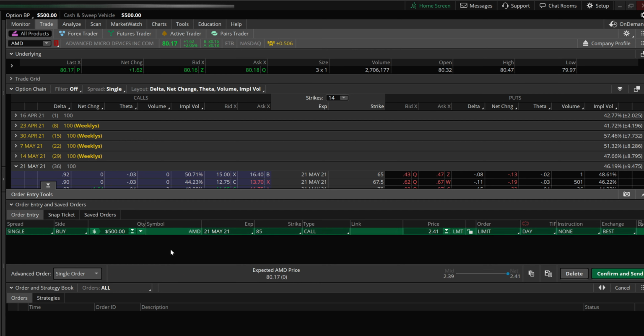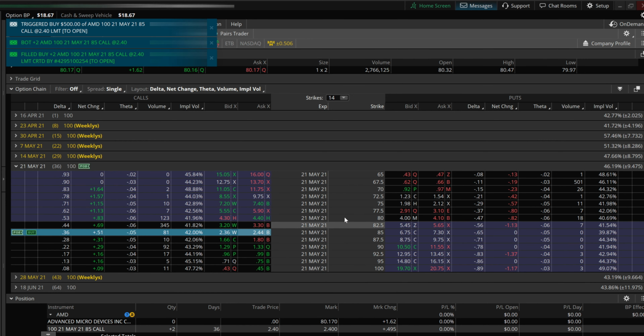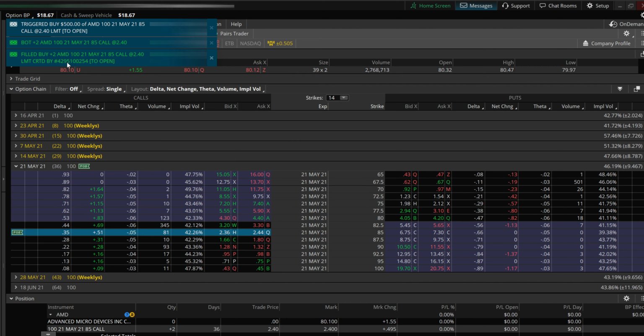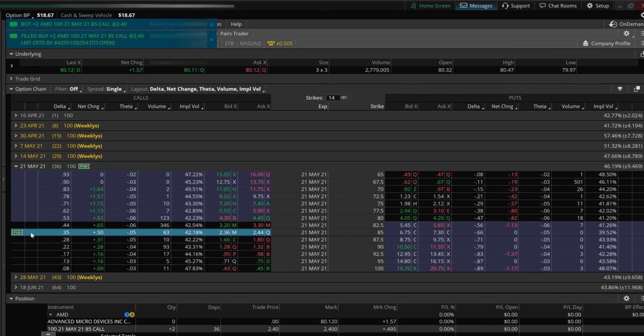I'm going to use $500. I'm going to make my limit at the midpoint between the bid and the ask. And then I'm going to click confirm and send. And then you can see it was live and it triggered. So now I have a position.